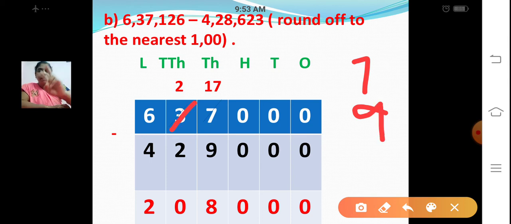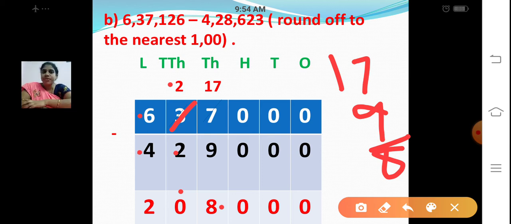So my 10,000 place will become 2. This will become 17. 17 minus 9. Start from number 9. After 9, 10, 11, 12, 13, 14, 15, 16, 17. So 8. So write down 8,000. Now let's move on to the 10,000 place. 2 minus 2. 20,000 minus 20,000. 0. Write it down 0. Now let's move on to the lakhs place. 6 minus 4. After 4, 5, 6. So 2 lakhs. 6 lakhs minus 4 lakhs is 2 lakhs. So write it down 2 lakhs.